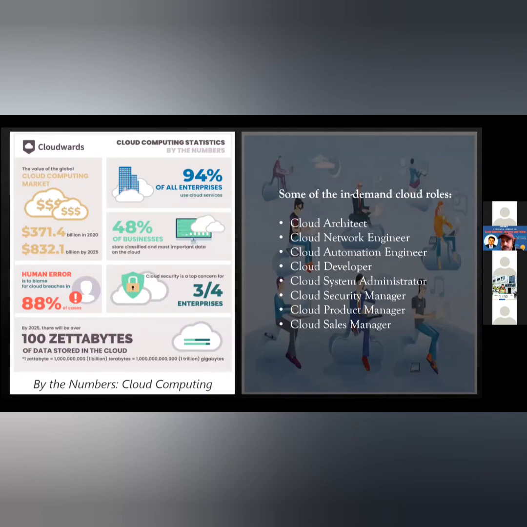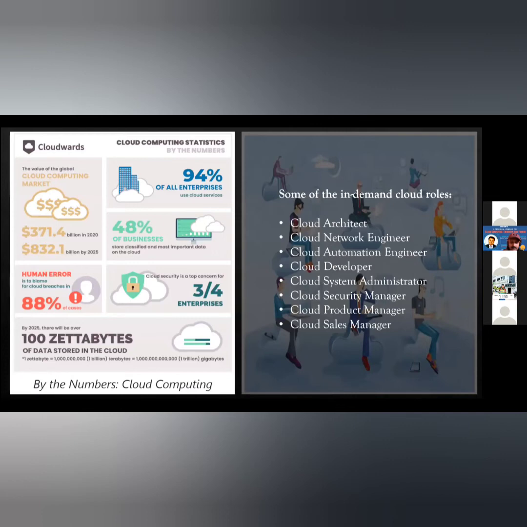Again, 3 out of 4 enterprises mention cloud security as a top concern. And whatever cloud breaches we see in the news, it's not an issue with cloud computing itself. In 88% of cases, it's about human error. So human error contributes to 88% of data breaches in cloud computing. That means only 12% of data breaches are due to the cloud itself.